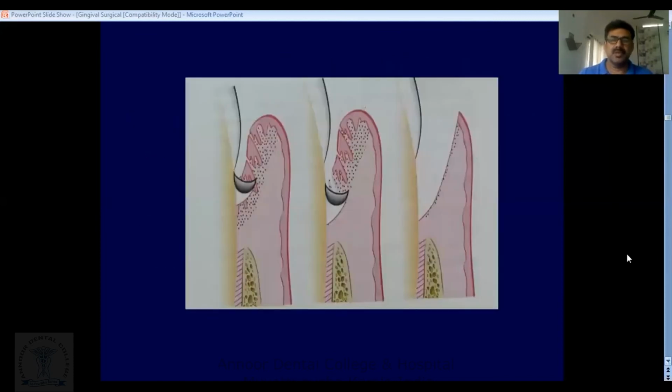Now these are the steps. You can see that you engage the most apical aspect, just pull it up, and then you can see that the whole inflamed tissue is removed. Then with your finger, just adapt it to the tooth surface. If it's not getting adapted, probably you'll have to do the suturing and packing.